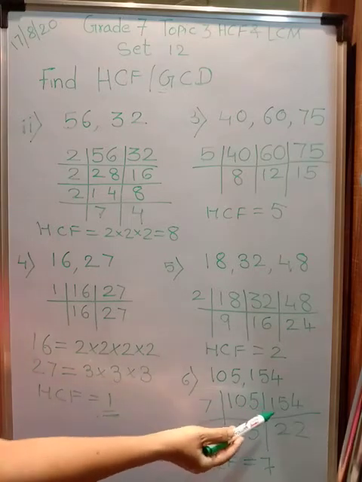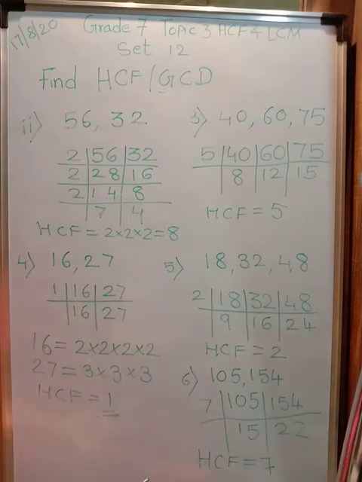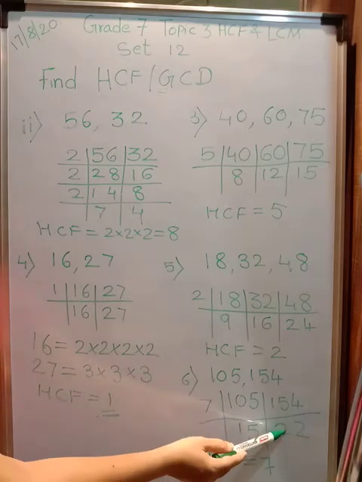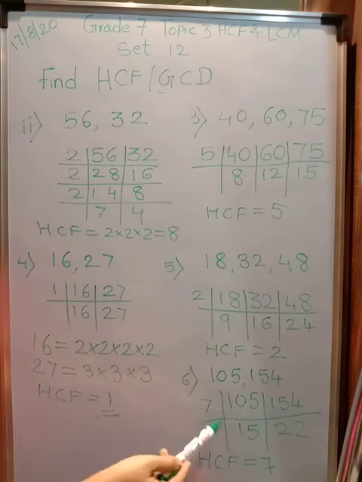So the option that remains is 7. After dividing these numbers by 7, you get 15 and 22. Now look at these numbers. This is not divisible by 2. This is not divisible by 3. This is not divisible by 5. Both are not divisible by 7.